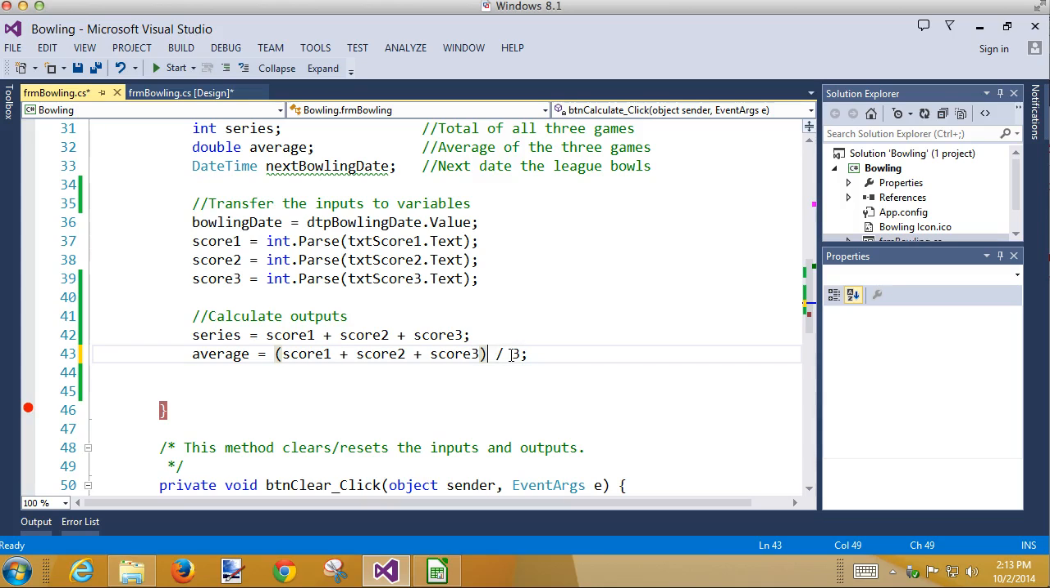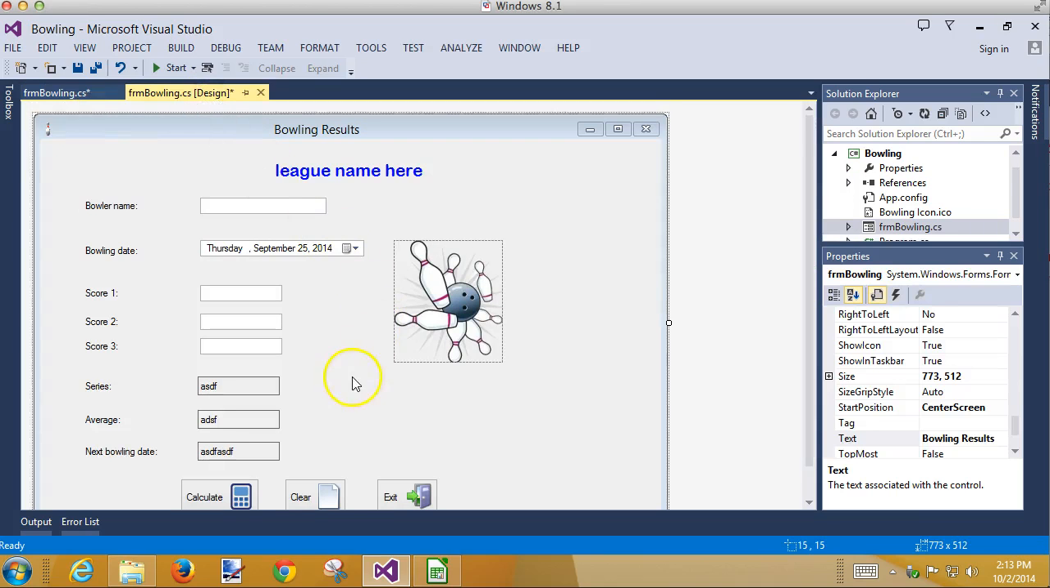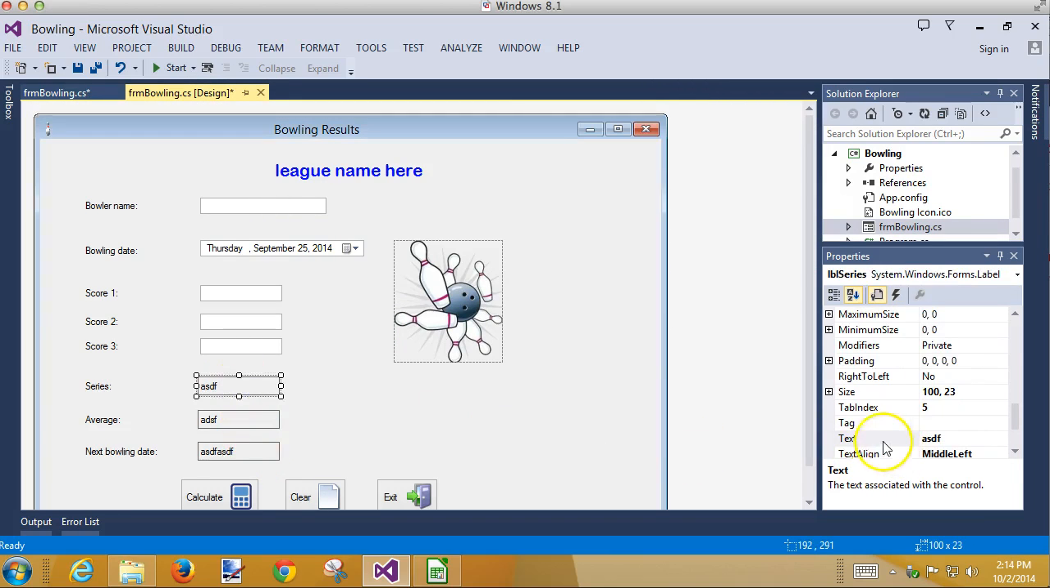Breakpoint's still there, so now when I run, type in some numbers, and before I forget, this is another thing we can do. I put some stuff in the labels here for testing purposes. I left it, so I'm going to clean that out real quick.